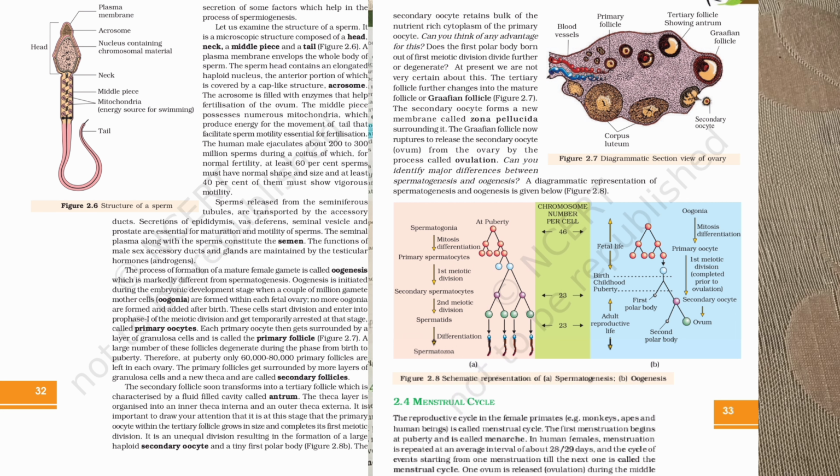The tertiary follicle further changes into the mature follicle or Graafian follicle. The secondary oocyte forms a new membrane called zona pellucida surrounding it. The Graafian follicle now ruptures to release the secondary oocyte or the ovum from the ovary by the process called ovulation.